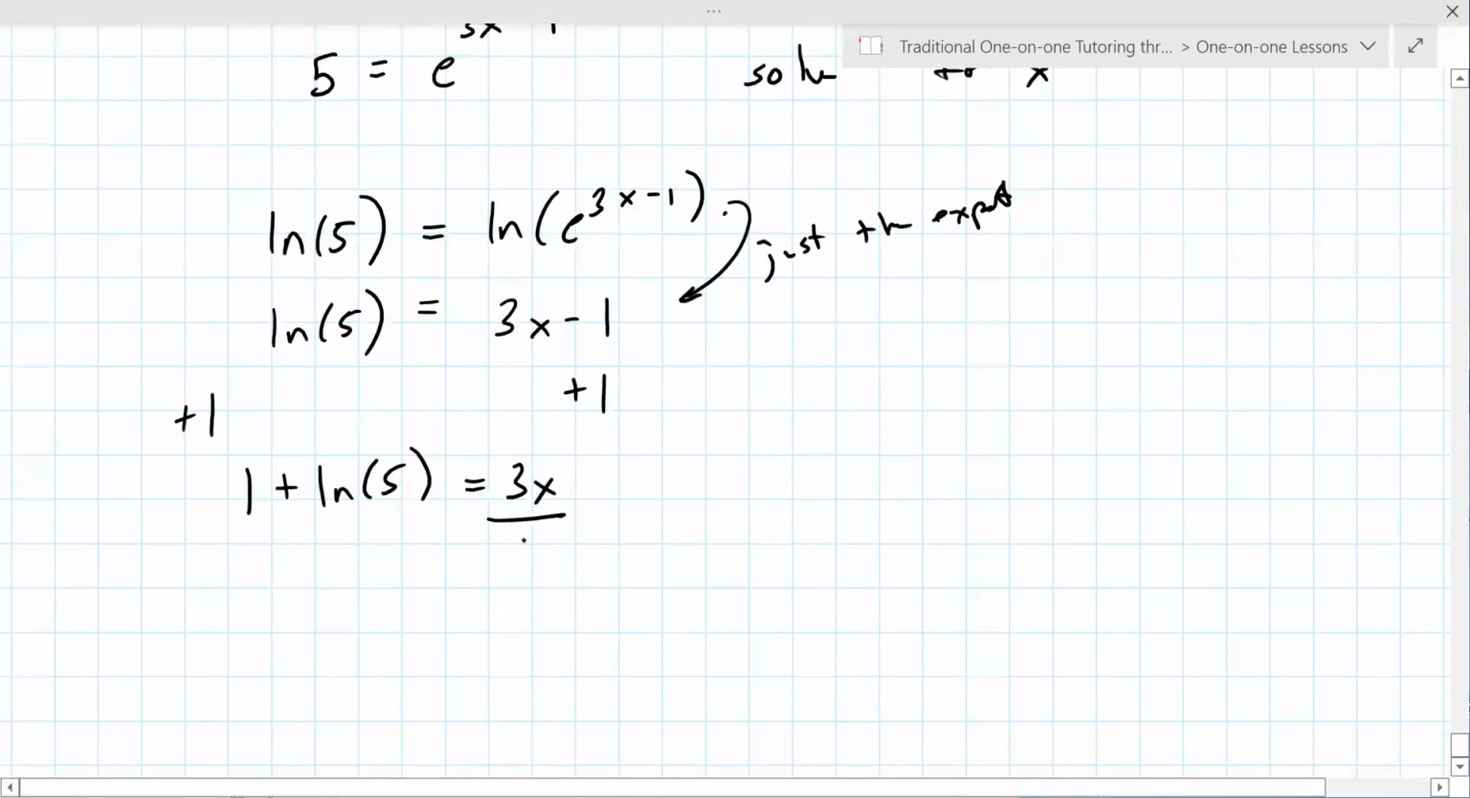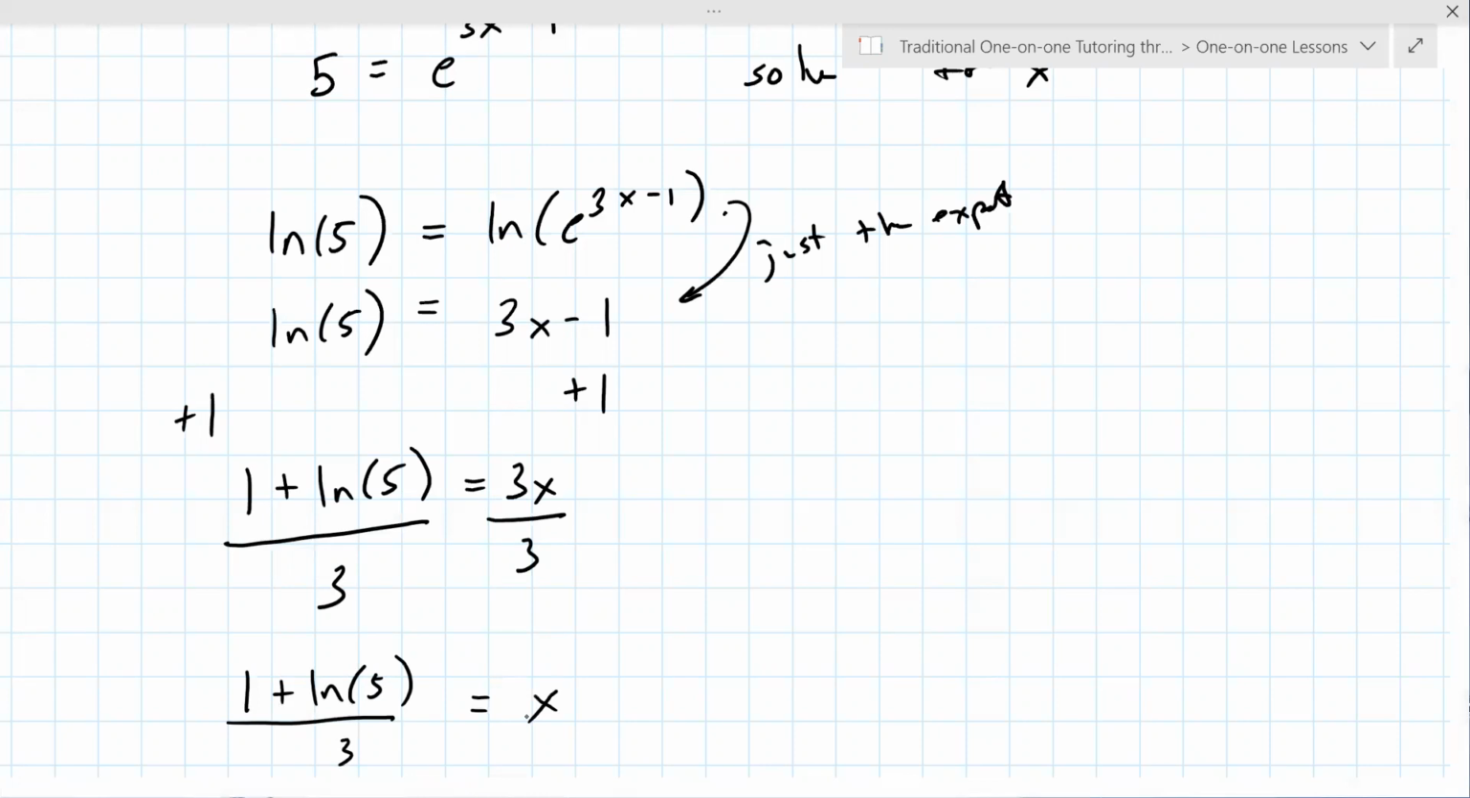Okay, now we're going to divide by 3. But you're dividing everything by 3. So it's 1 plus natural log of 5, divided by 3. Your instructor expects this answer. They expect something that doesn't look ideal. Yeah, okay, that's what I got.